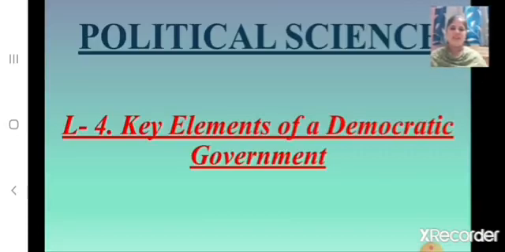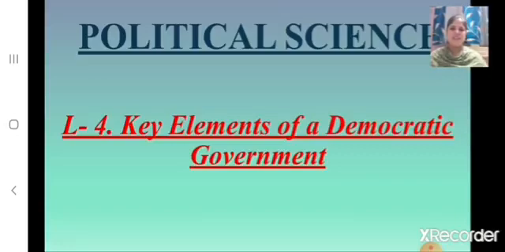Children, which lesson had we learnt in our previous class in political science? Yes, we had learnt lesson number 3, what is government? And in that lesson we had learnt why we need a government and different types of government. So children, let us proceed further.